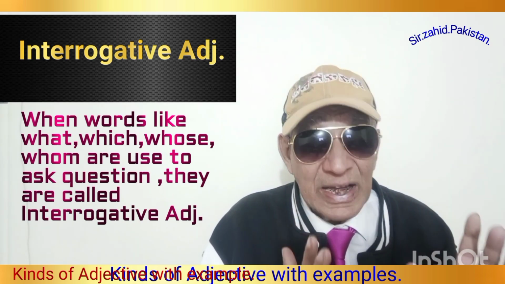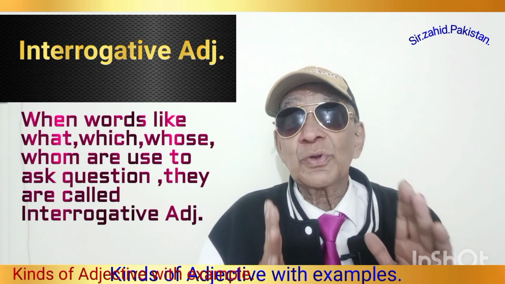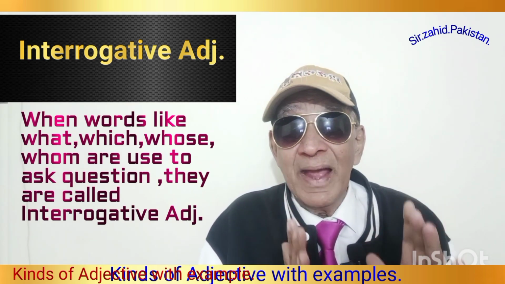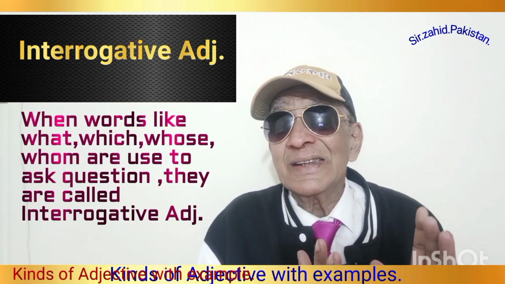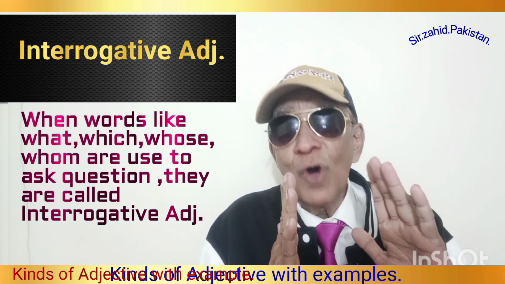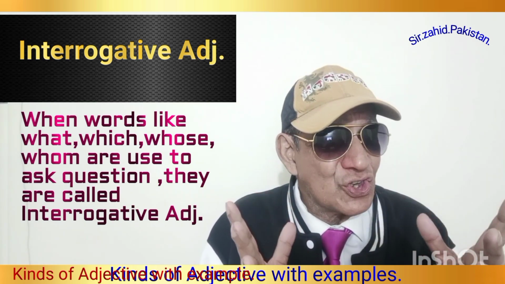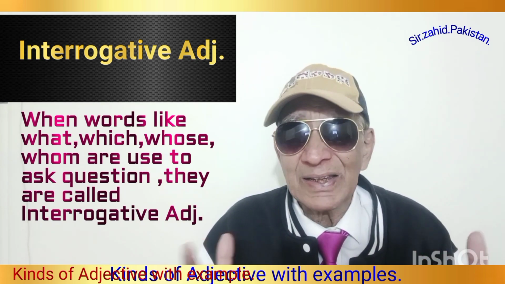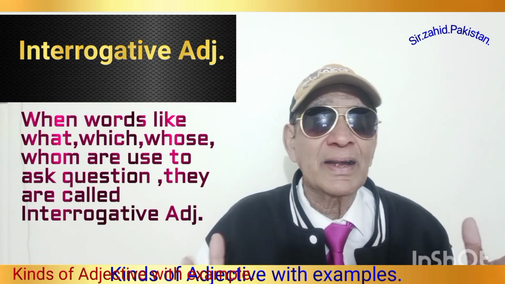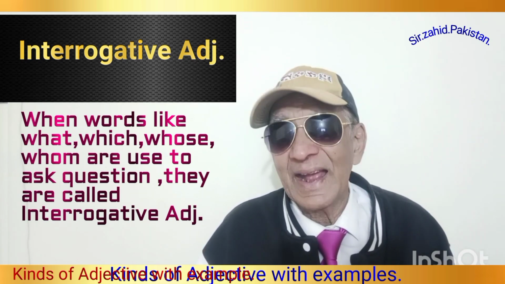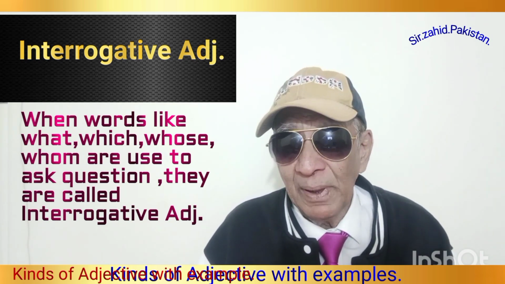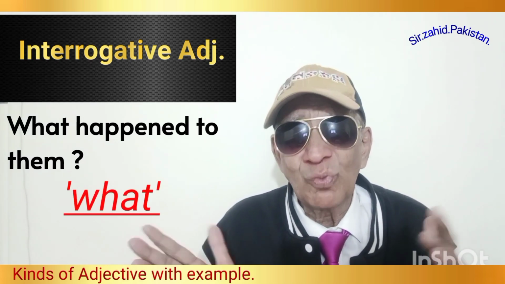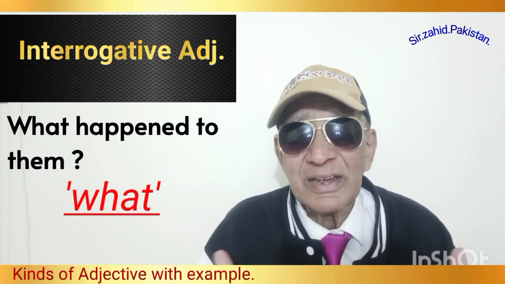Next, interrogative adjective. Interrogative adjective, when words like what, which, where are used to ask questions, they are called interrogative adjectives. As for example, what happened to them? The word what is an interrogative adjective.